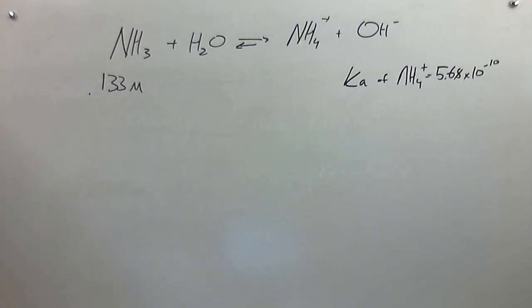What is the pH of a 0.133 molar aqueous solution of NH3 given that the Ka of NH4+ is 5.68 times 10 to the negative 10?